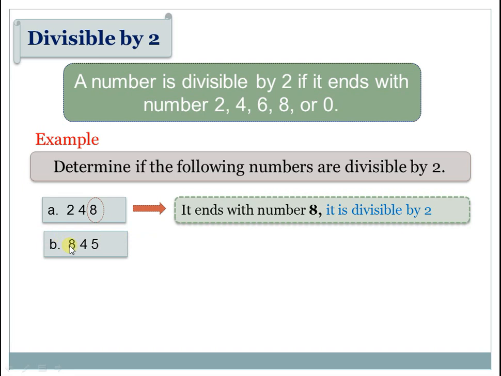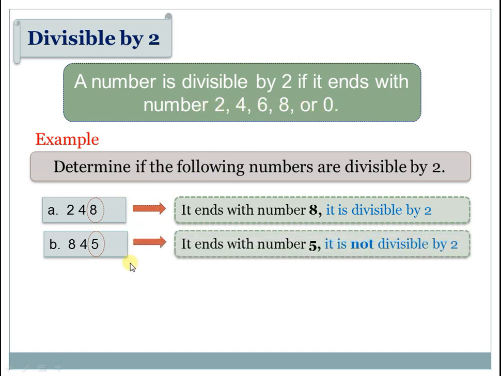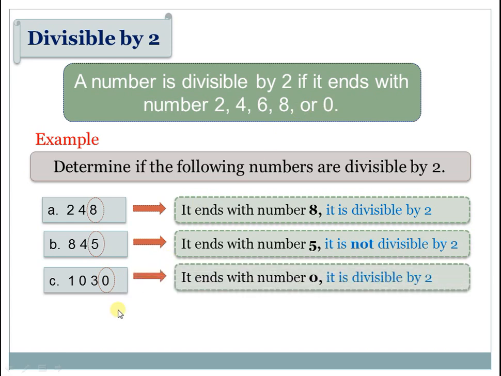What about 845? The last digit is 5. It does not belong to the list that we have. Therefore, we could say that 845 is not divisible by 2. What about 1030? It ends with 0. Therefore, we could say that it is divisible by 2.